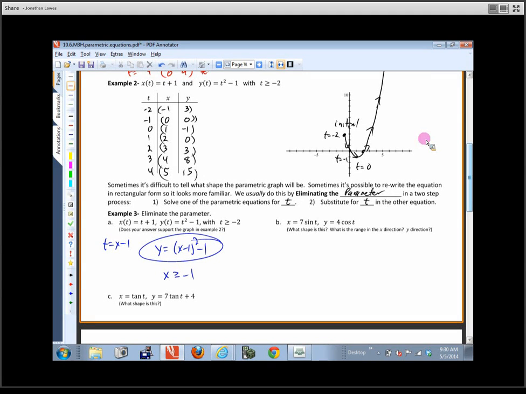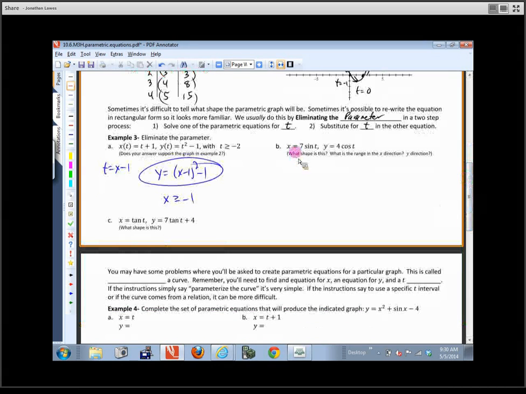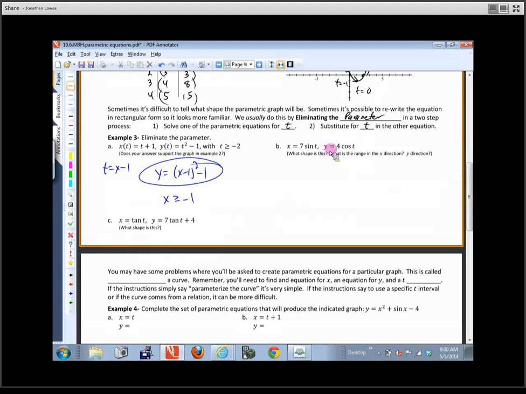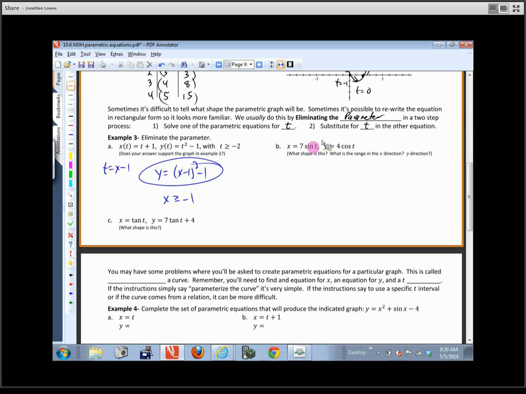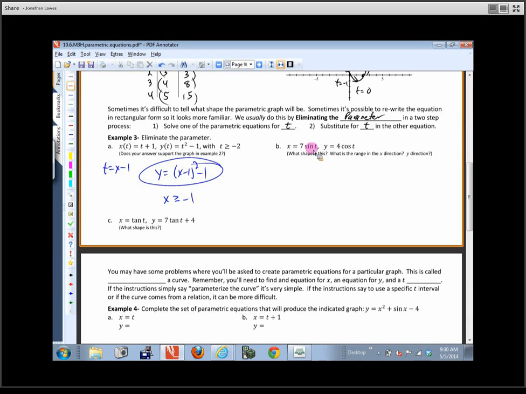Let's take a look at this one. It's a little bit more complicated, but let's see if we can figure it out. This one says x equals 7 sine t, and y equals 4 cosine t. Now, is either one of those very easy to solve for t? They're not. But take a look at this one. If I solve it for t, because normally we write y as a function of x, I get sine of t equals x over 7, correct?